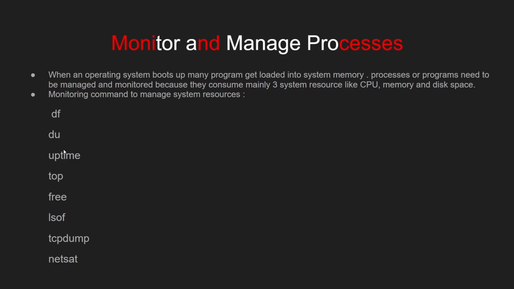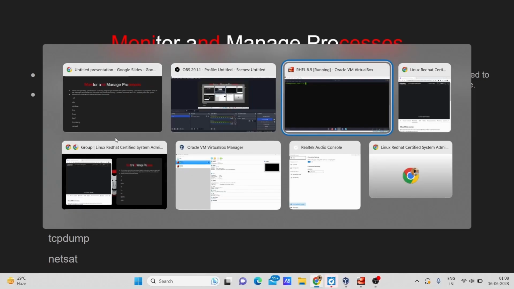There are also other commands like top, free, lsof, tcpdump, and netstat. These commands we are going to see one by one in the further chapters. First we are going to see df, disk free, du, which is disk usage, and uptime. So let's move on to the Linux terminal so I can show you the demonstration.